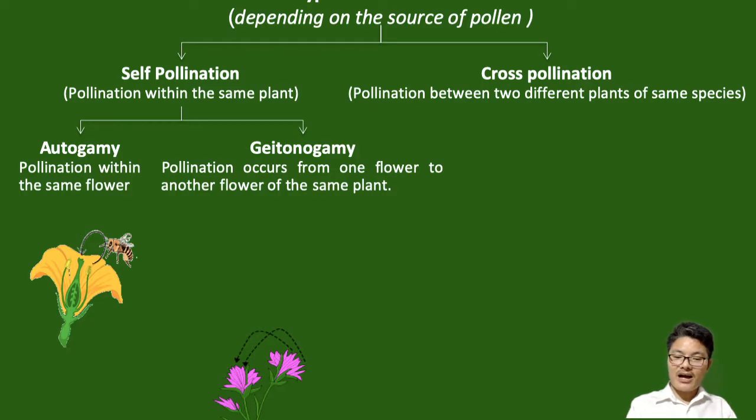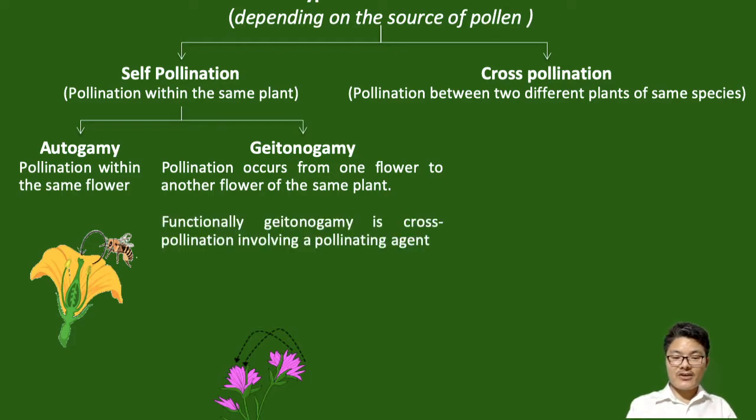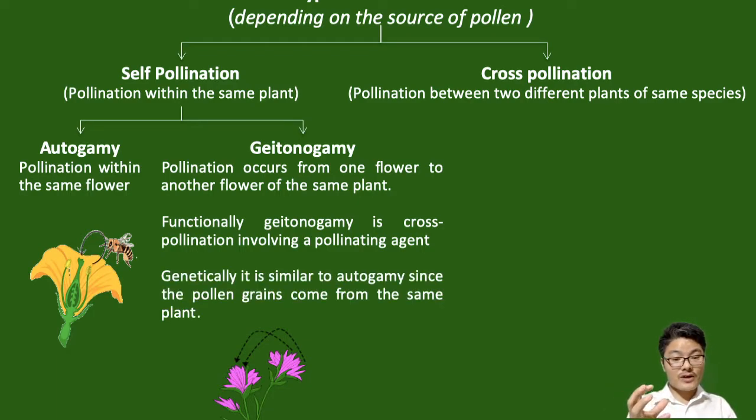If pollen grains from a flower are transferred onto another flower of the same plant, that is called geitonogamy. If you look at the functional aspects, it looks like cross-pollination, as there is crossing of pollen grain from one flower to another flower, but the pollination occurs in the same plant, so it is self-pollination. Now if you look at the genetic aspect, as the pollen grain is transferred from the same plant, it is similar to autogamy. The genes are of the same plant, so there is production of the same variety of seeds.